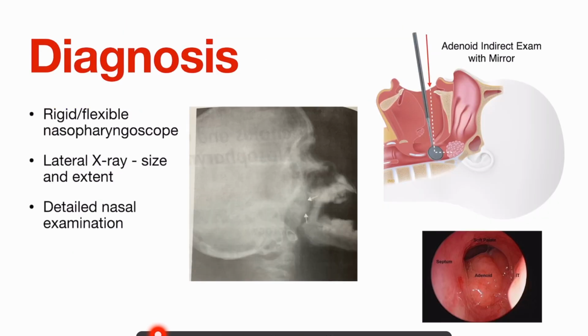So how will you diagnose this when the patient comes to you? You use a rigid or flexible nasopharyngoscope, or you can also use the laryngoscopic mirror to see the adenoid hypertrophy. You can also order a lateral view X-ray, and you can see the size and extent of the adenoid. Here you can see the adenoid blockage in the nasopharyngeal area, and a detailed nasal examination. So these are the points you have to write in the diagnosis. This is how the adenoid will be seen in the laryngoscopic view.